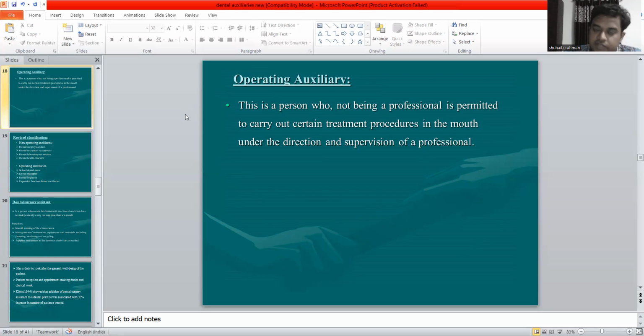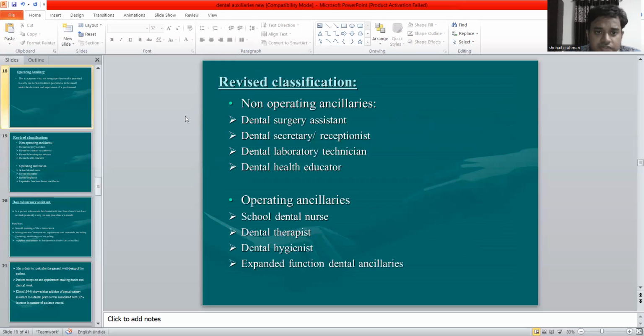This was the basic classification given first. Then it was revised for easier identification of these auxiliaries, that is, non-operating and operating auxiliaries. Under non-operating auxiliaries are the dental surgery assistant, dental secretary, dental laboratory technician, and dental health educator. These people are not going to touch the patient. That is the difference. They are not going to check the oral cavity or do any procedure in it. They will work completely outside the oral cavity, in the reception, near the dental chair, or in laboratory work, but they are not permitted to touch the patient.